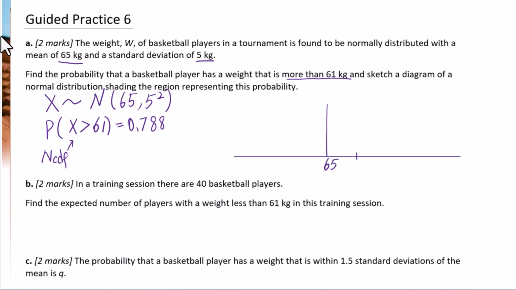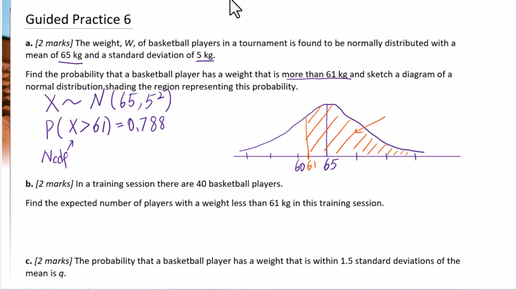Let's sketch a diagram to show these probabilities. 65 as the mean. Standard deviation is 5. This is 60. Let's sketch a bell-shaped curve greater than 61. Label, this is 61. Then shade this area. This is the probability of X greater than 61.